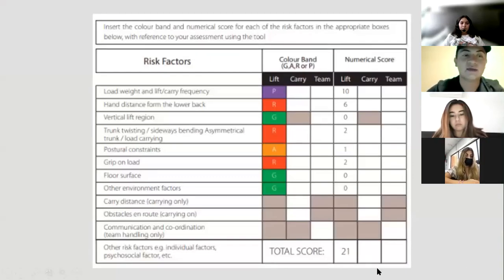As we can see here, we have a chart with some examples of the activities that have each color. For example, the first one says that load weight is a purple one, and the second one, hand distance, is a red one. So we can see different examples.